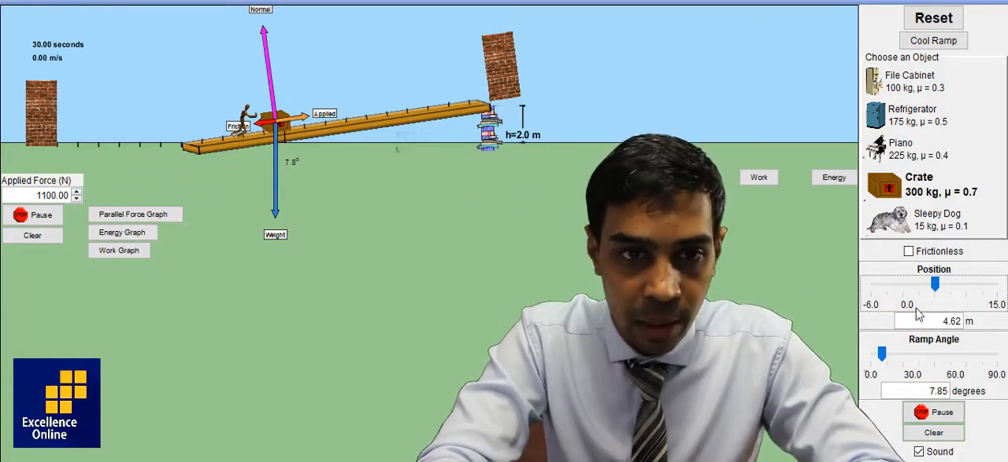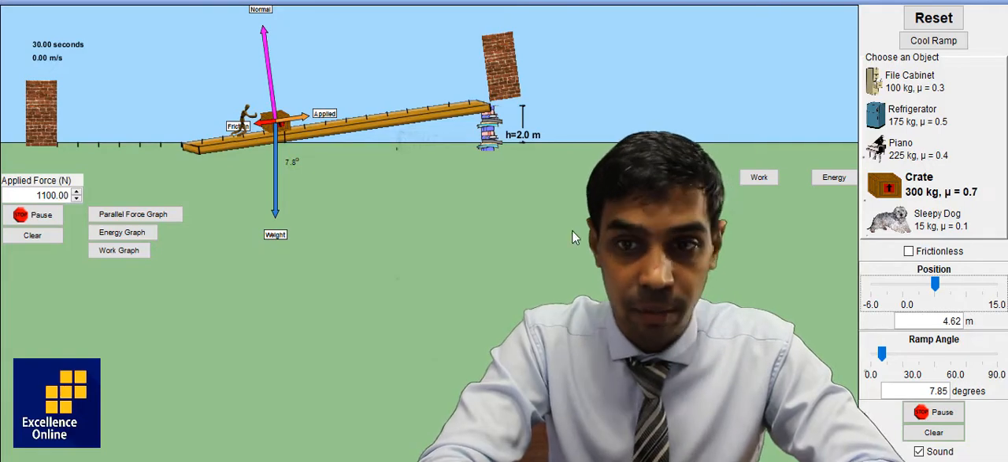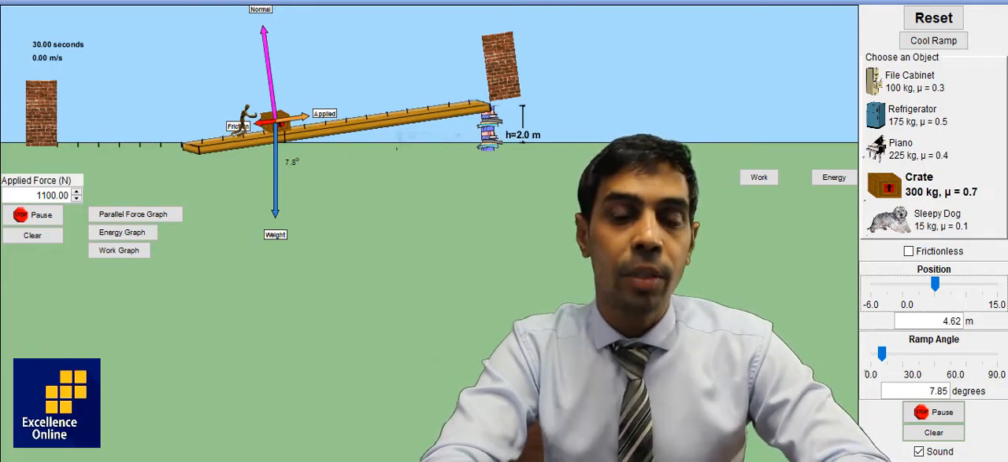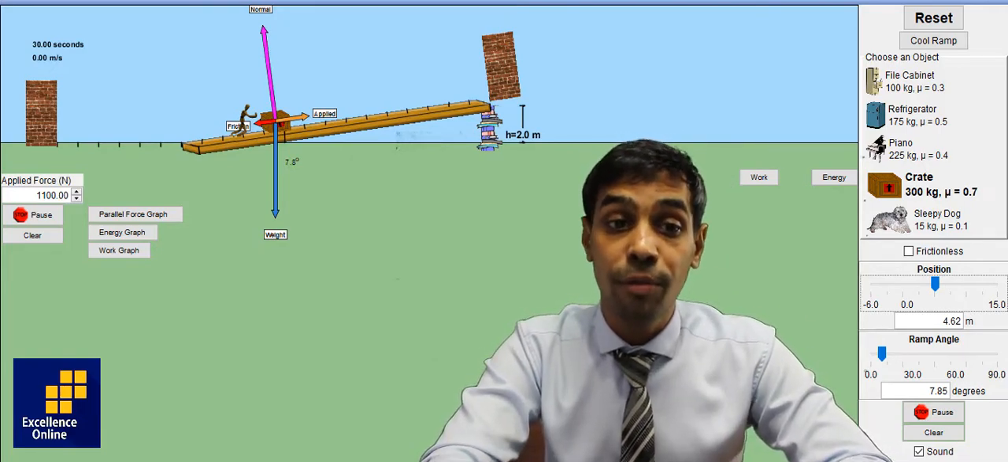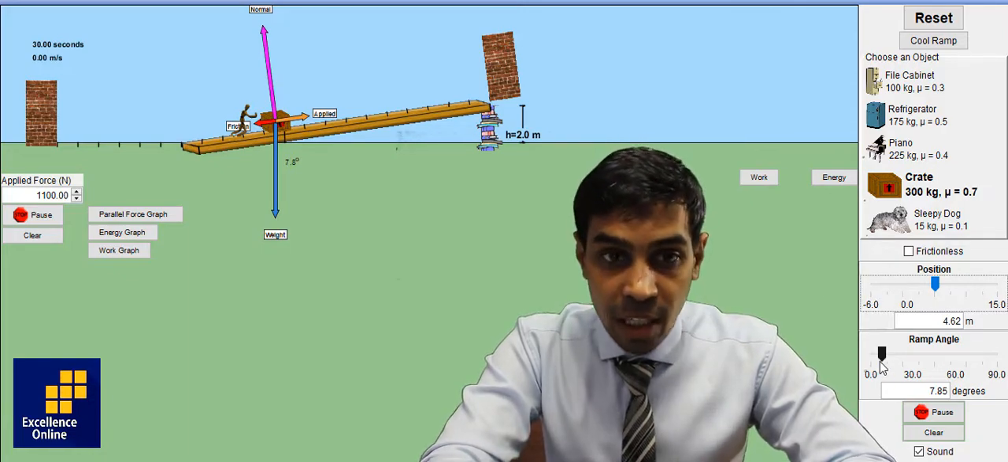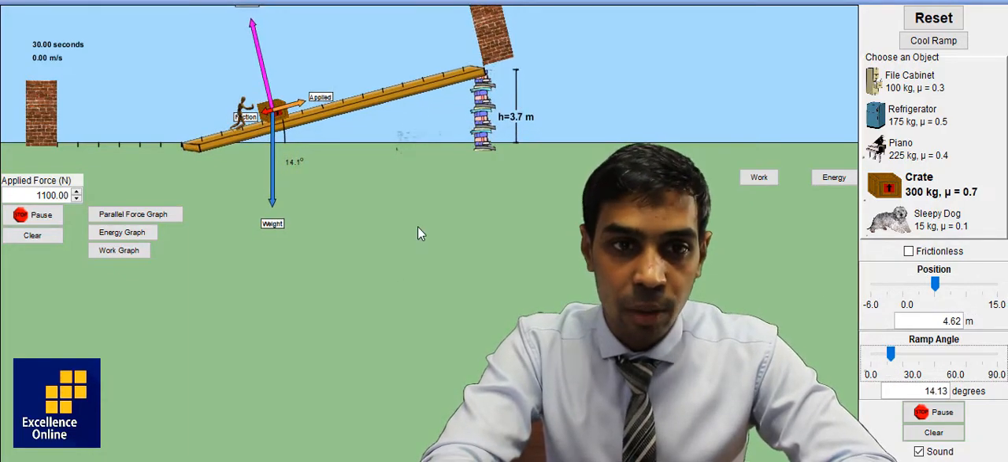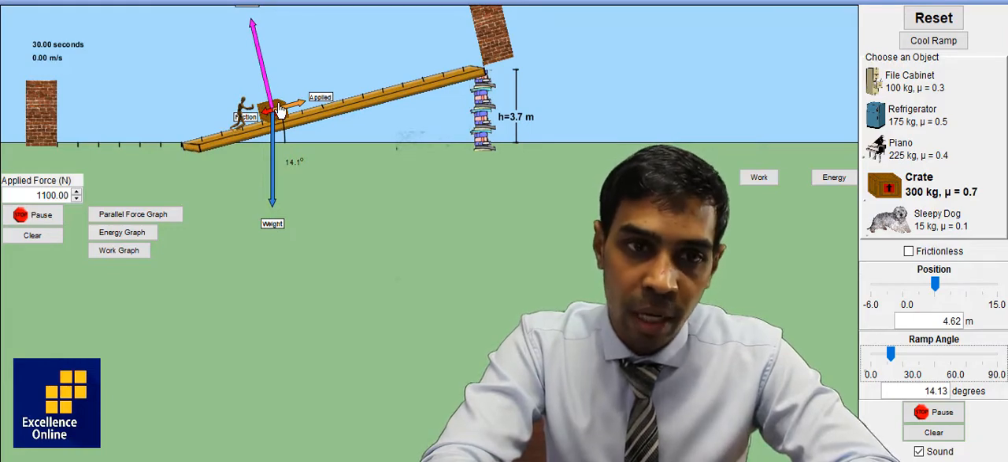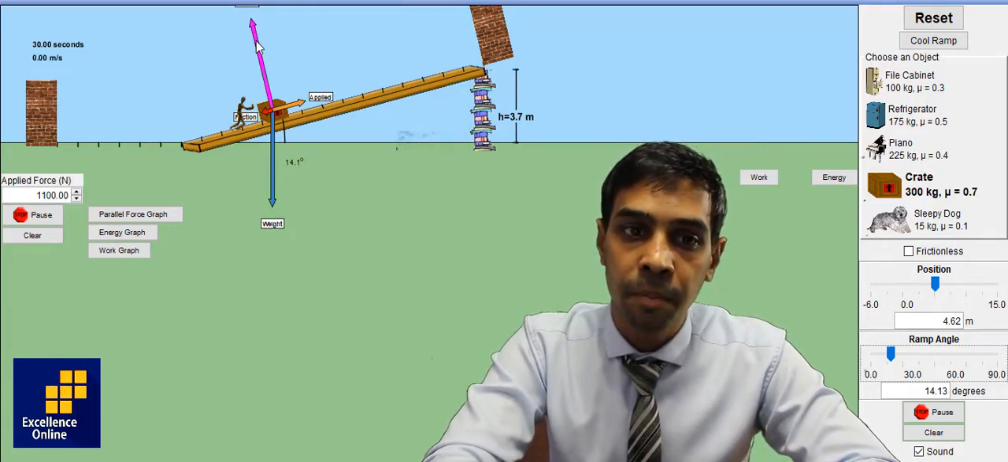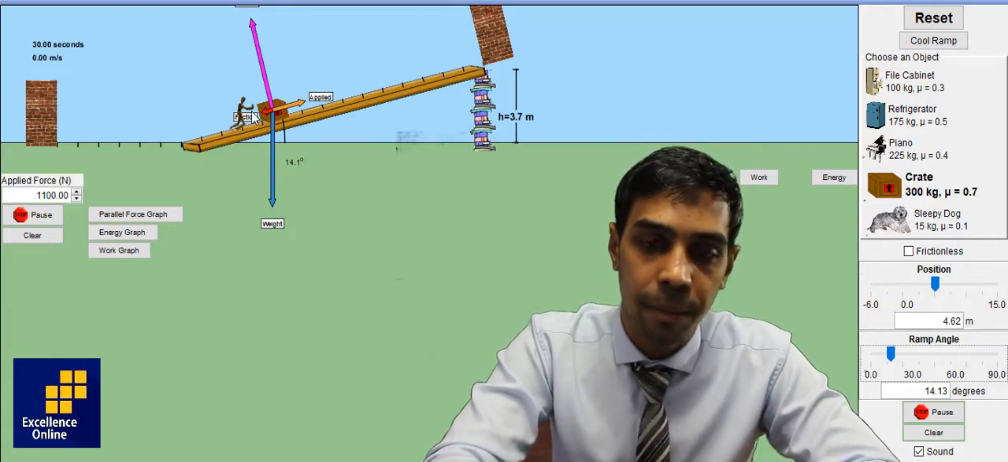You have to see the direction of the lines first. Where is going to be the weight, where is going to be the normal reaction, and where is going to be the friction force. Now if I change the angle, you can see the weight is going directly downward, the normal reaction is perpendicular to the surface, and friction is opposite to it.